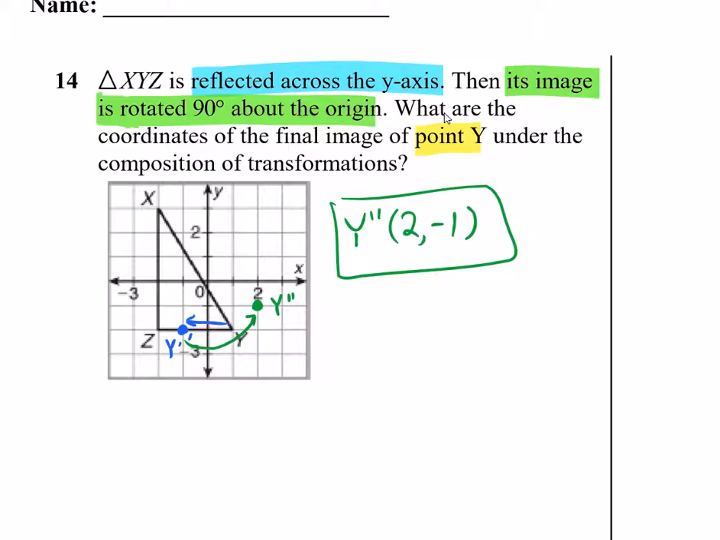So the first thing was a reflection across the y-axis. So if I'm going to go across the y-axis, it was 1 to the right, so now Y prime is 1 to the left. So here's my Y prime at point -1, -2. Now, if we're rotating 90 degrees about the origin, we're just going to take that paper, turn it 90 degrees to the left. Again, we're going counterclockwise, so we're going to the left. And when we do that, it moves it to this point here at 2, -1. Again, we've done 2 transformations, so now it's Y double prime, and that point is 2, -1.